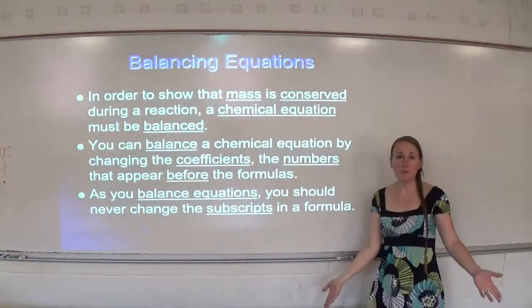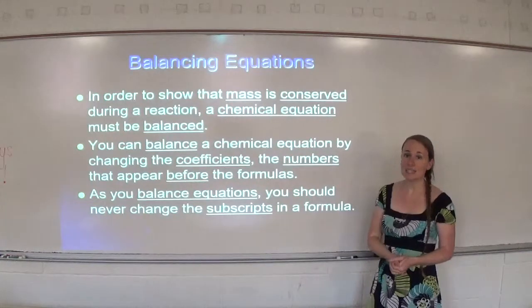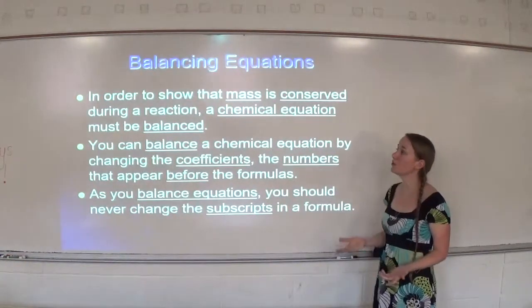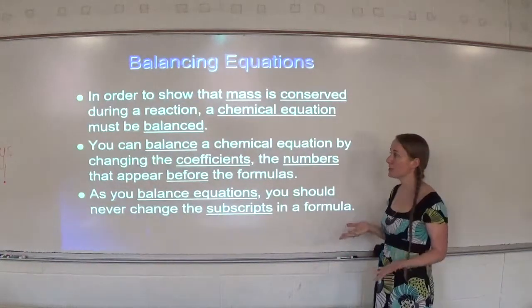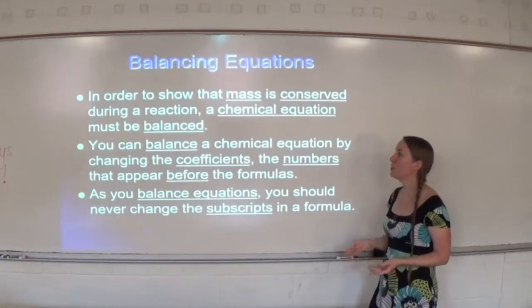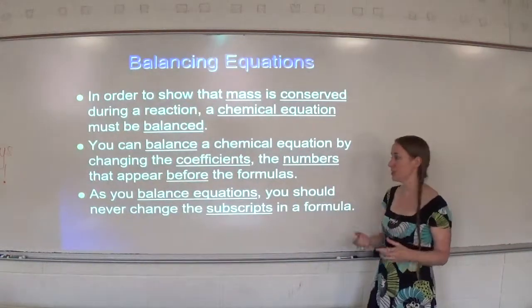So how do we make sure that our mass is conserved? Well, that's something called balancing equations. In order to show that mass is conserved during a reaction, a chemical equation must be balanced. So how do we do this? You can balance a chemical equation by changing the coefficients, which are the numbers that appear before the formulas. And we'll look at some of these in just a second.